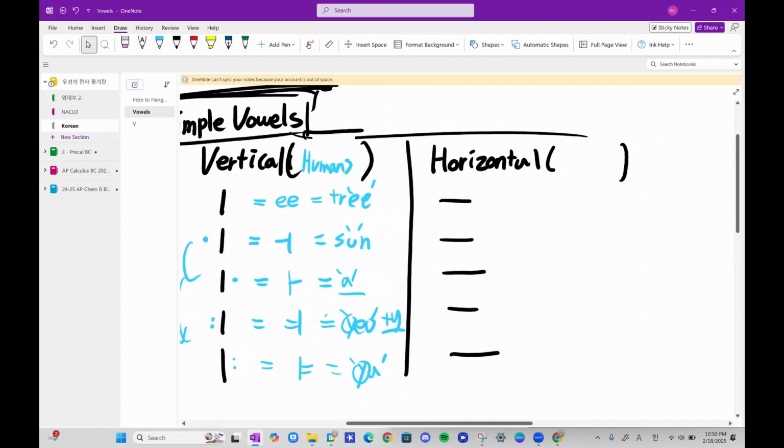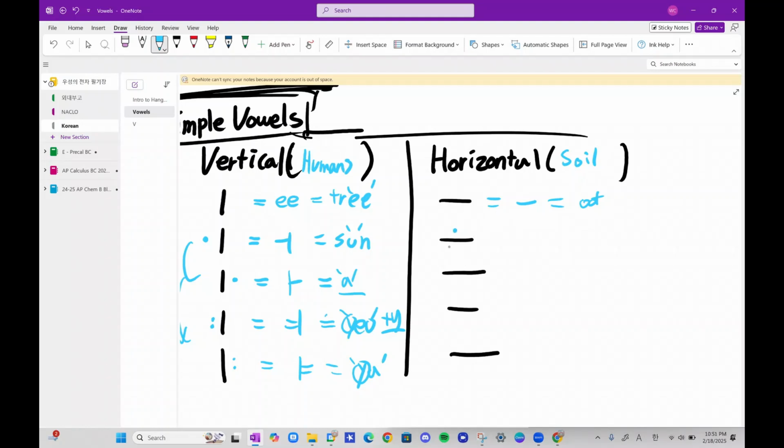And the same goes for the horizontal one, which represents just soil, the ground. This is a basic one. This is kind of hard to pronounce. It's eu, as in like the Roblox oof sound. It's kind of similar to yeah.